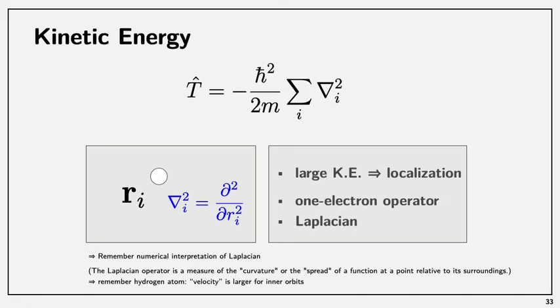Imagine that you have a large kinetic energy. So if you have large kinetic energy, the uncertainty on the kinetic energy is large. And according to the Heisenberg uncertainty principle, if you have a large uncertainty on the kinetic energy, you have a low uncertainty on the position. So a large kinetic energy term will actually correspond to a more localized electron. It may seem a little bit counterintuitive.